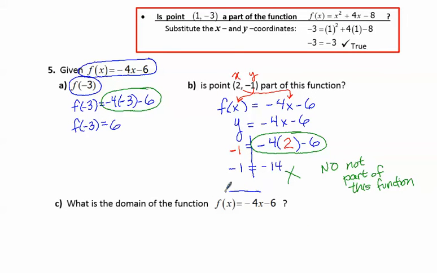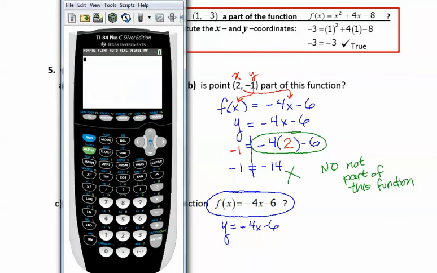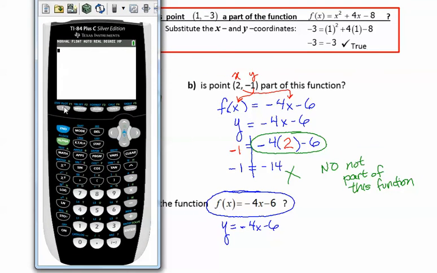So we're going to take this function that we have here and enter it in our calculator. Remember that f of x is the same thing as y equals. So this function, you can go to the y equals button of your calculator right here and enter your function, which I have right there, -4x minus 6, and you're going to hit the graph button. It's going to show you what that graph looks like.